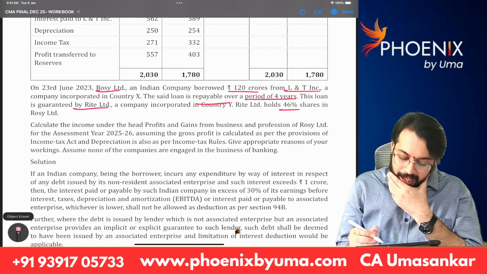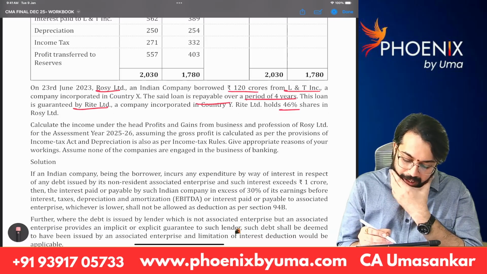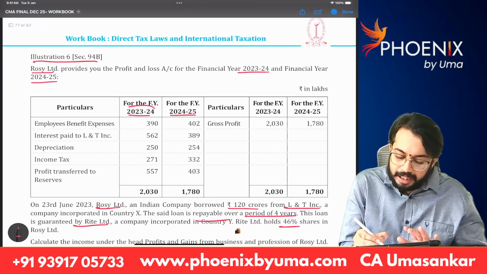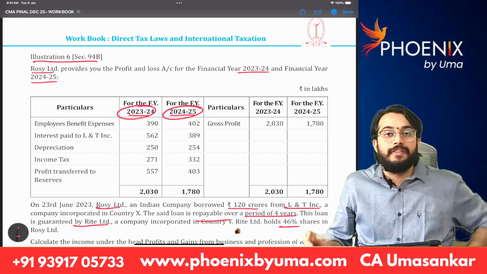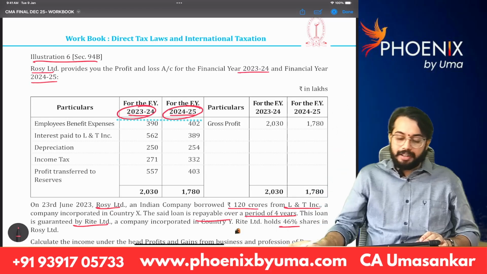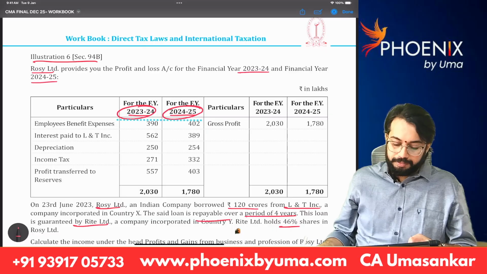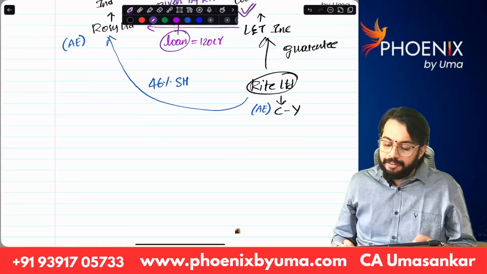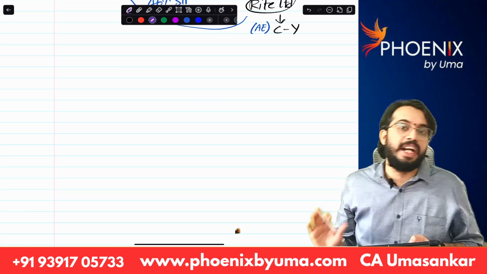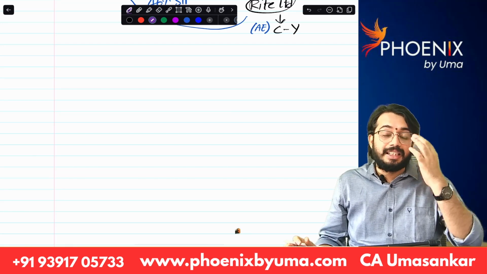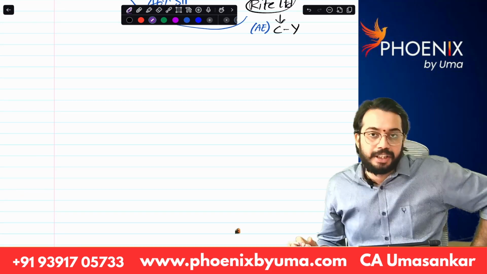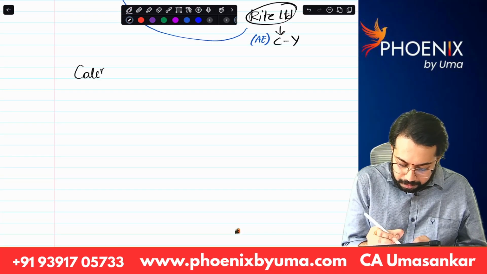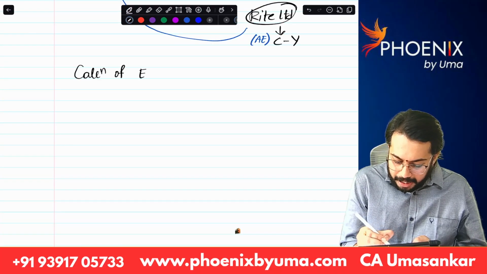Calculate income under the head PGBP for assessment year 25-26. First we will calculate for 23-24, then we will calculate for 24-25. Correct? For 23-24 and 24-25, first let us calculate EBITDA, earnings before interest, tax, depreciation and amortization. Shall we calculate EBITDA?